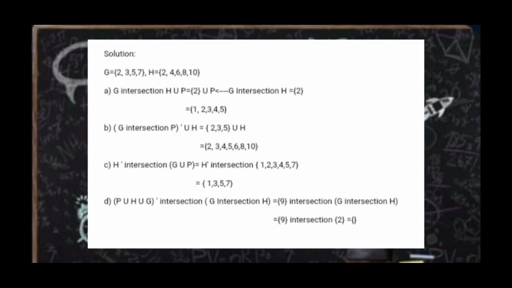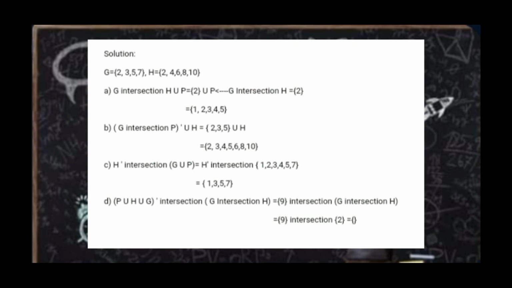So here is the solution. G is equal to {2, 3, 5, 7} and H is equal to {2, 4, 6, 8, 10}. A, (G ∩ H) ∪ P is equal to {2} union P, and this is because G ∩ H is equal to {2}, and the result is {1, 2, 3, 4, 5}.